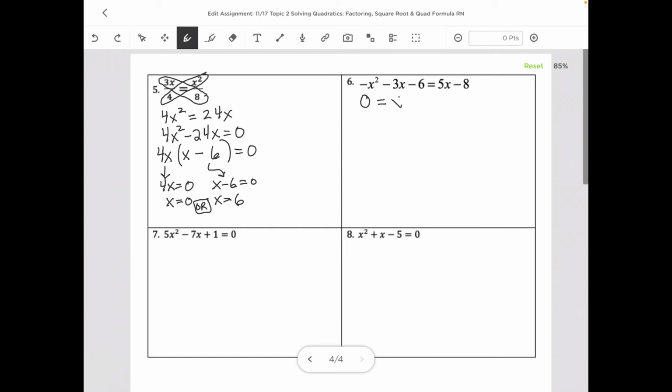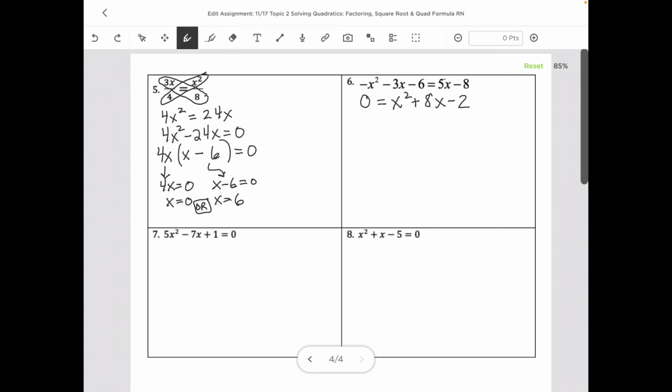So that's going to be 0 equals positive x squared. So I'm moving that to the other side. I'm adding 3 to the other side. That's plus 8x. I'm adding 6 to the other side. That's minus 2. So I added the x squared to the other side. I added 3x to 5x. That's 8x. I added 6 to negative 8. And that's negative 2.